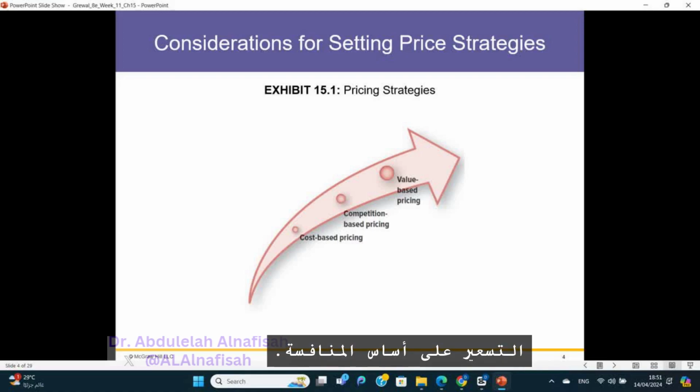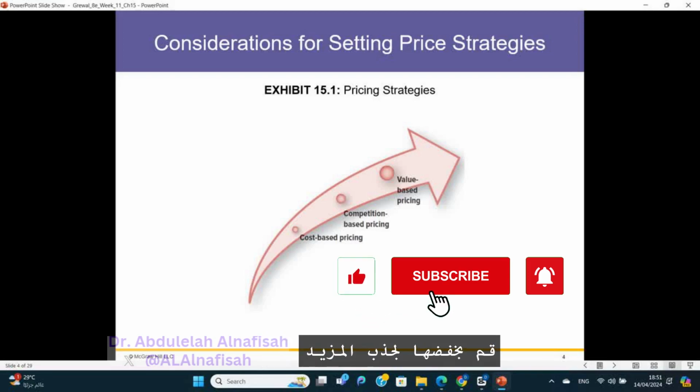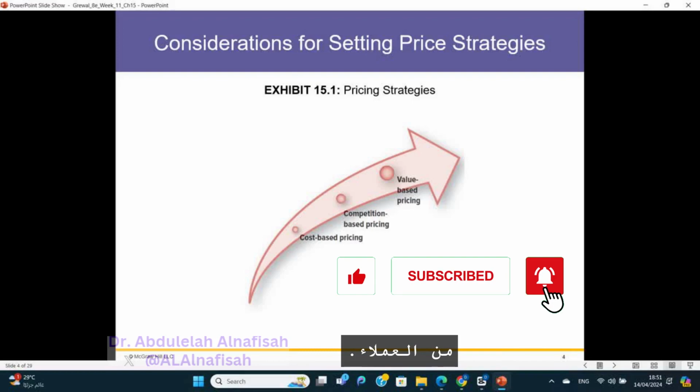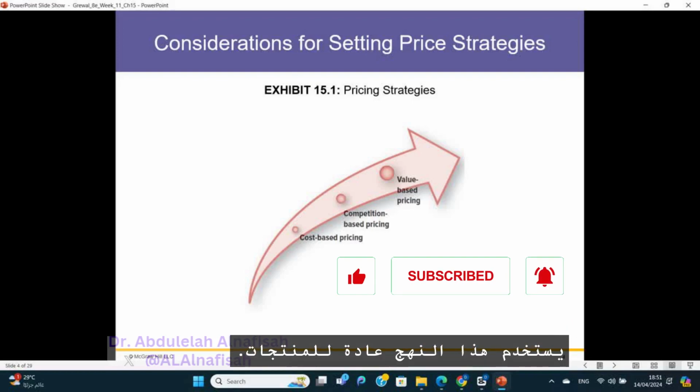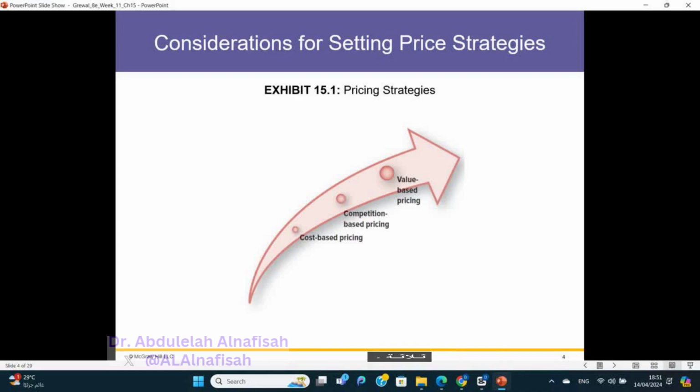2. Competition-based pricing. This strategy involves setting prices based on the prices charged by competitors. Companies may choose to price their products at the same level as competitors or set them lower to attract more customers. This approach is typically used for products that are similar to competitors' offerings and do not have significant differences in quality or advantages.